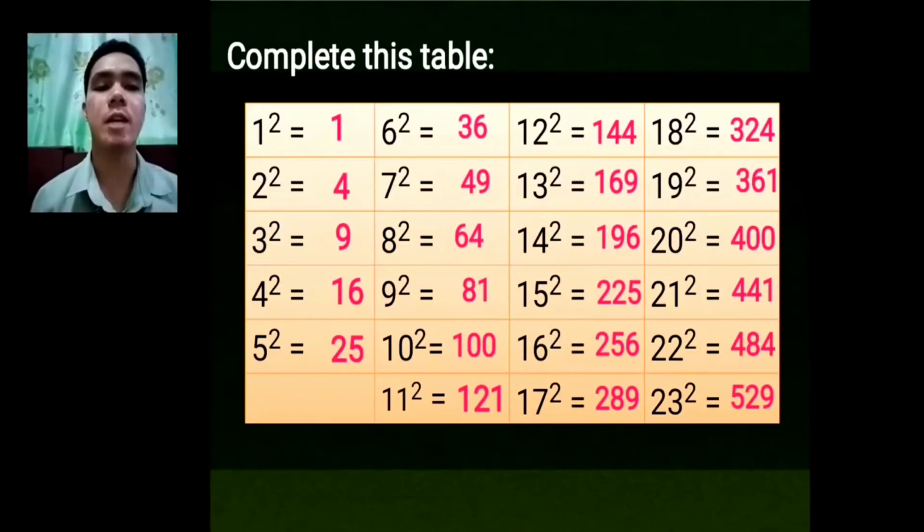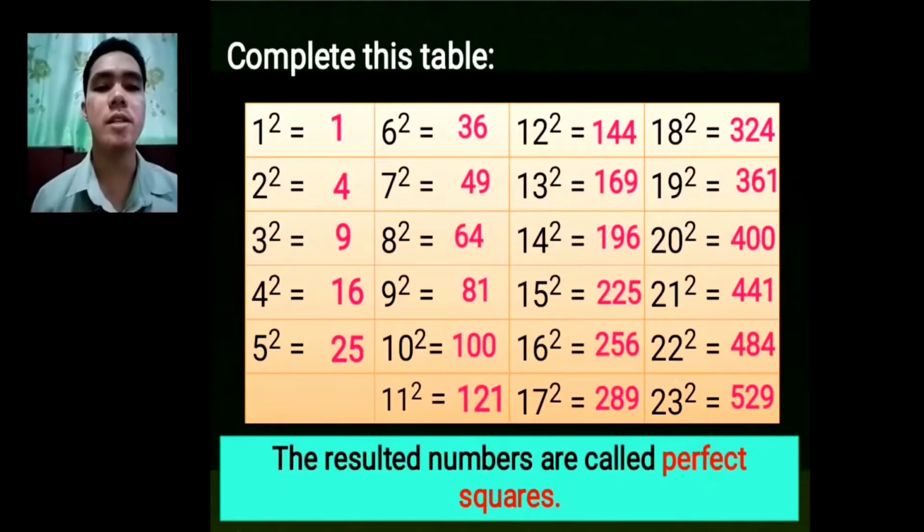So, you have to familiarize yourself with the squares of numbers so you can easily solve the square root of a number. Okay, so the resulting numbers are called perfect squares. This 1, 4, 9, 16, 25, up to 529, and other numbers that are the result of multiplying a number by itself are called perfect squares.